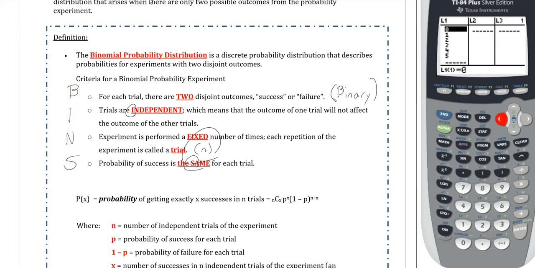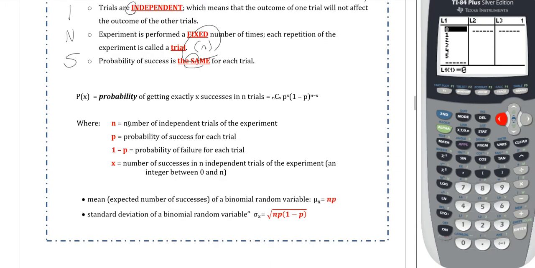Okay. Now, there's a formula for binomial probabilities, and it's shown here. And it looks more complicated than it really is, honestly.